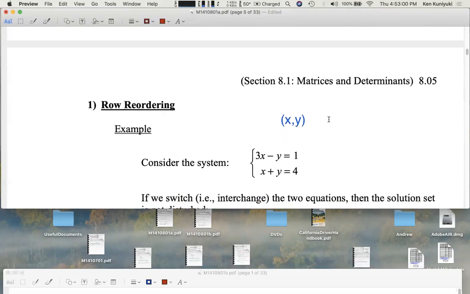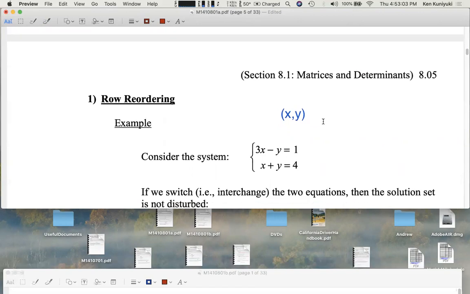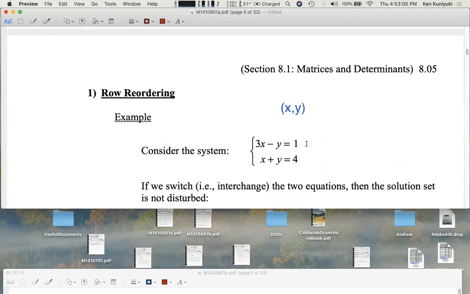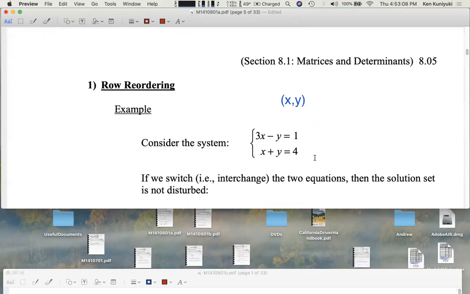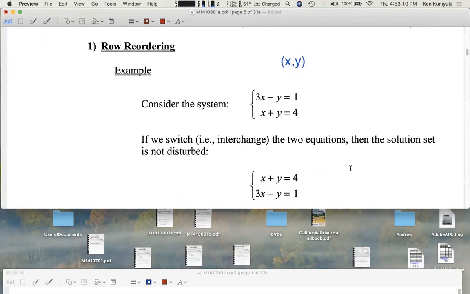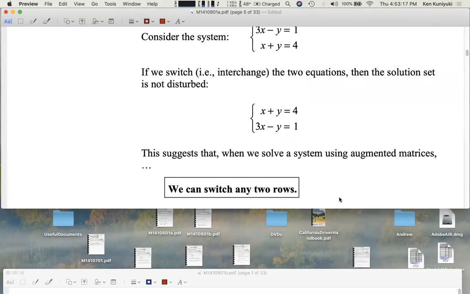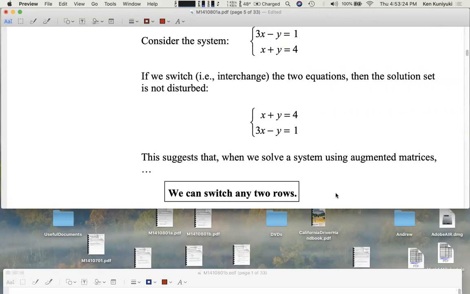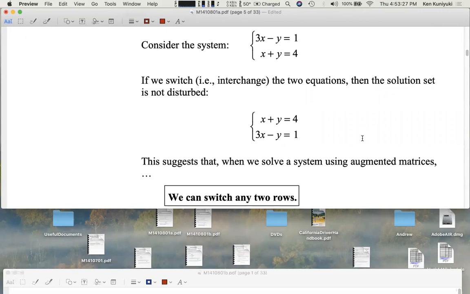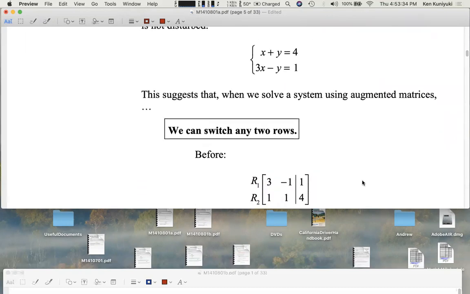As far as maintaining the solution set goes, you may as well switch these 2 equations and you'll end up with the same solution set. Your solutions will not change. x, y works here if and only if x, y works here. Which means when we do our augmented matrices, we can switch any 2 rows. In fact, we can permute the rows in any order, but make sure that each row here is represented in a row here. Don't miss any rows. Okay.